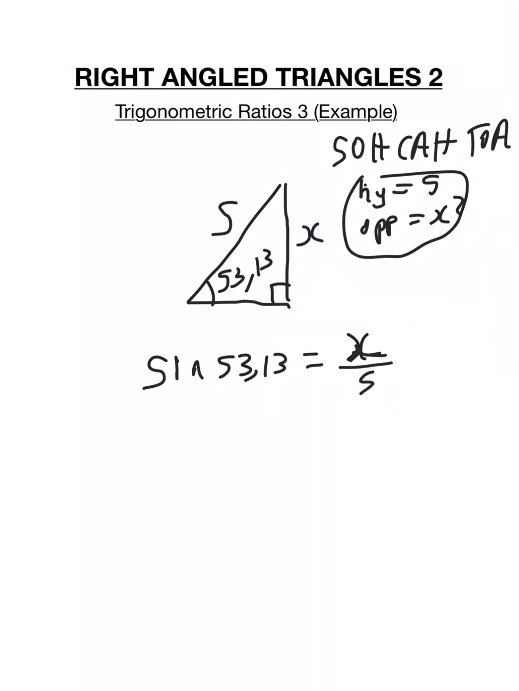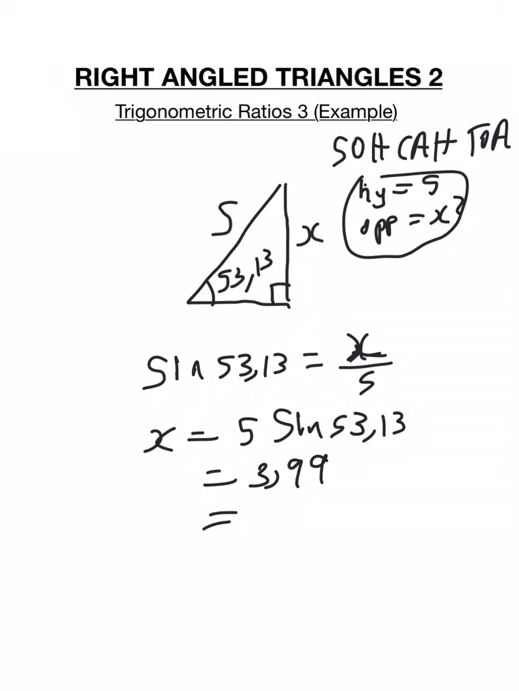So now we make x the subject of the formula, which is x equals 5 times sine 53.13. Then we go to our calculator, we punch it in, and we are given 3.99, which when we round it off, you get 4. So this is our x, the missing side.